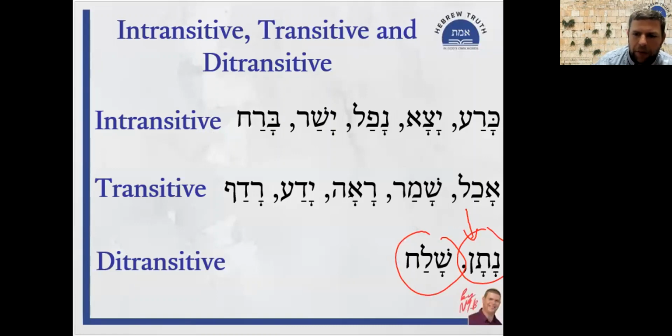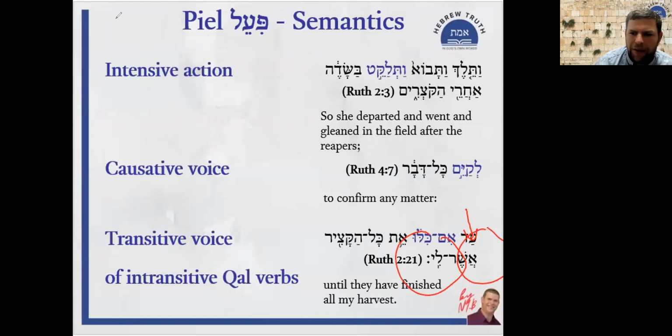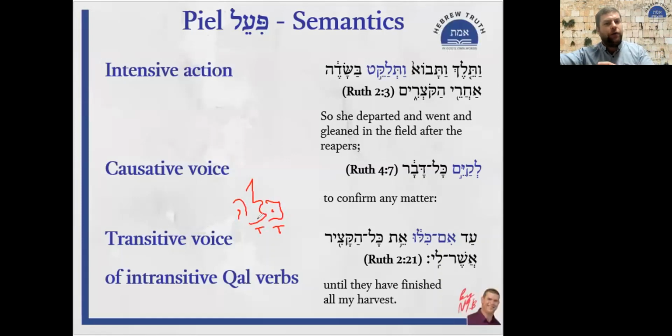Going back to Saul's question about the piel, we have the use of the piel as a transitive voice for intransitive kal verbs. Whenever the kal verb is intransitive and we want to make that action transitive, to make it take an object, we use the piel. So the verb kala in the kal, in the basic form, would be it finished, without taking the object. The cereal was finished. Something finished.